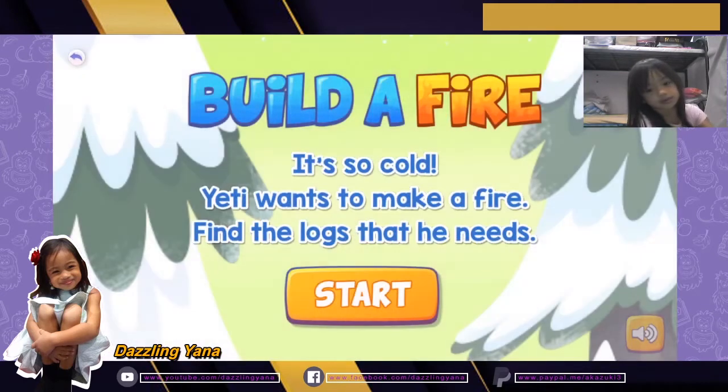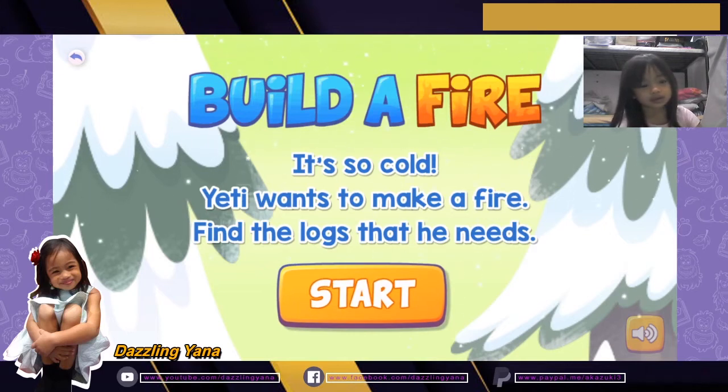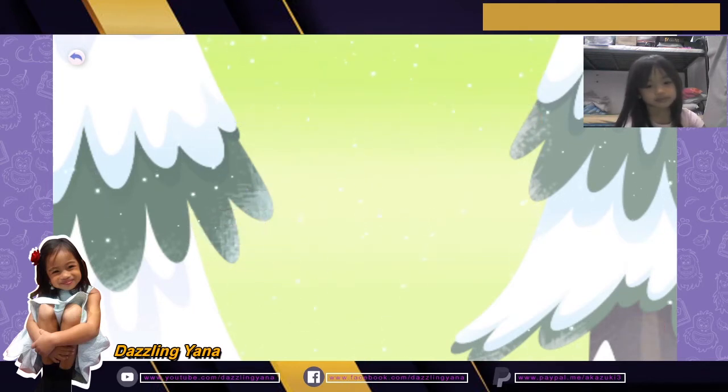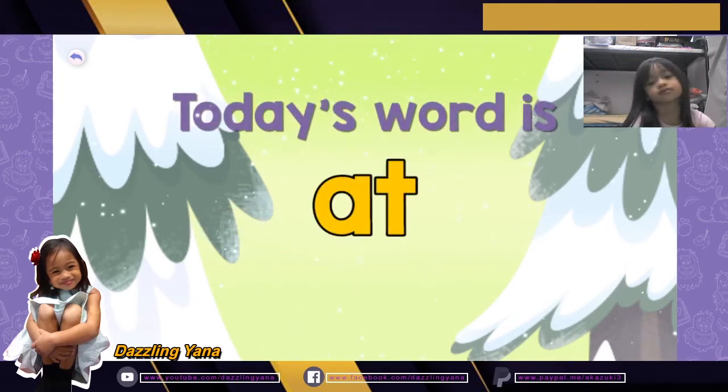Build a fire. It's so cold. Yeti wants to make a fire. Find the logs that he needs. Today's word is at.